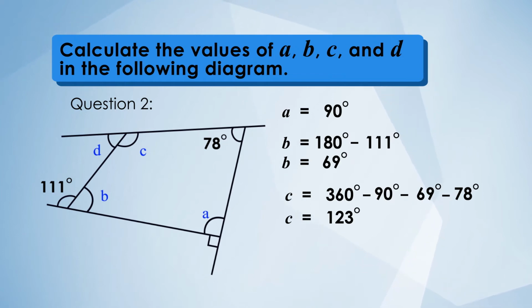We can find the value of D, which is actually the adjacent exterior angle for C. We need to subtract 123 degrees from 180 degrees to find the value of D. Bravo! We succeeded in solving the question. The value of angle D is 57 degrees.